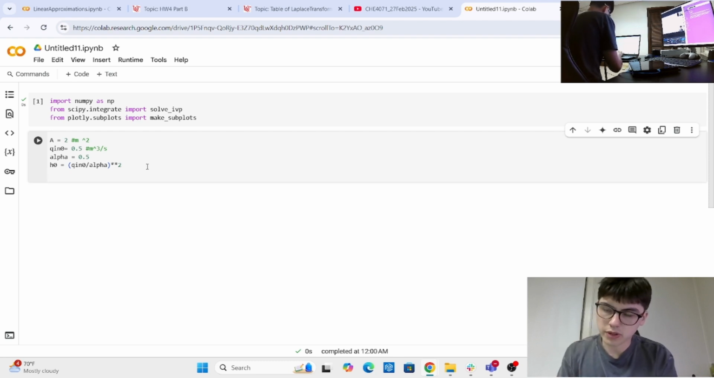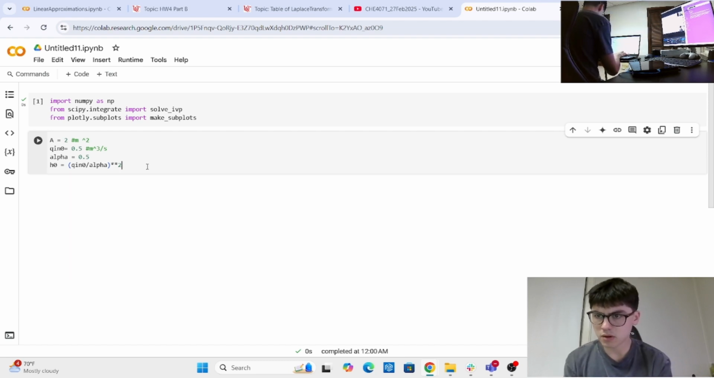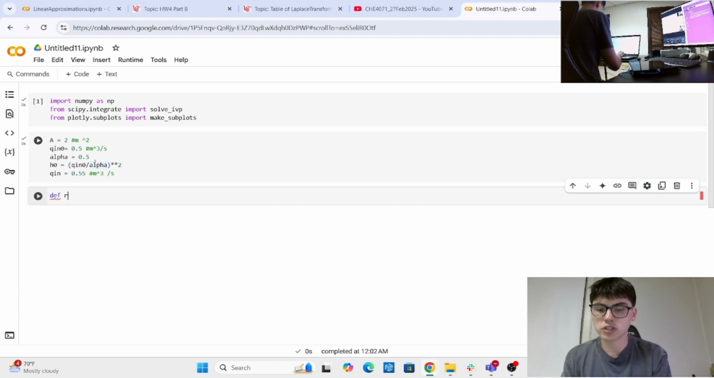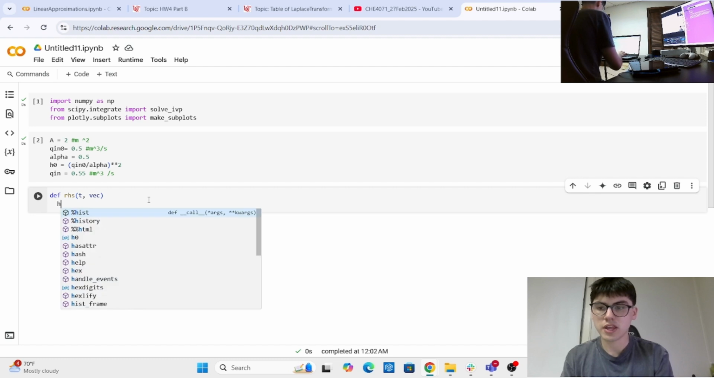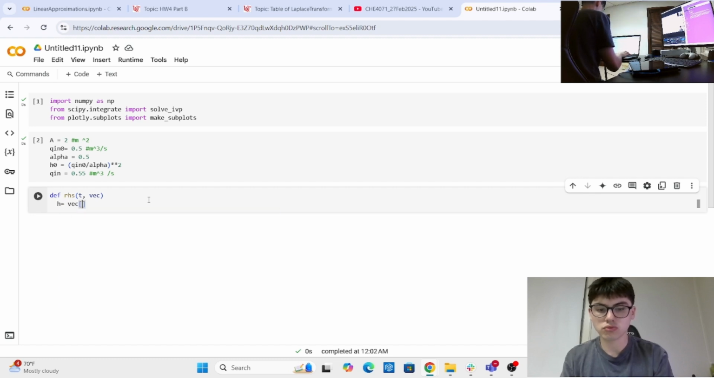And then what else do we need to have? I think that might be it. Oh, we have to define our new flow rate, which we're also given, which would be 0.55 meters cubed per second. So now we can go ahead and define our function, right hand side, the independent variable time, and our dependent variable will be height, which we'll just unpack as h will be equal to vec 0.